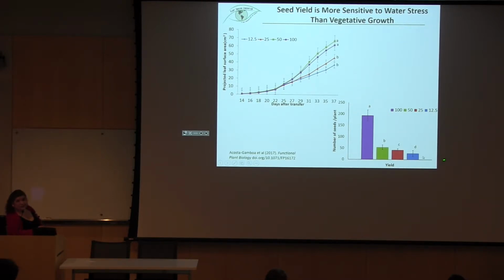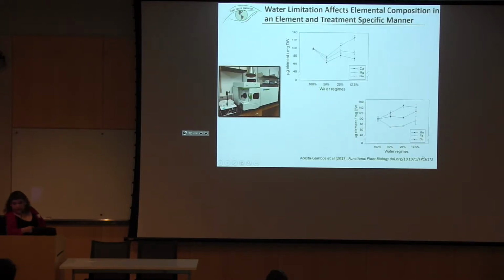However, look at what happened to seed yield. Even at this level, big drop in seed yield. So what we found out is seed yield is a lot more sensitive to water stress than vegetative growth. In terms of the ionomics, what David found is that the effect of drought is very element and very treatment specific. And again, I know several of you metal lovers will bombard me with questions, so I just wanted to illustrate some of the power of this.